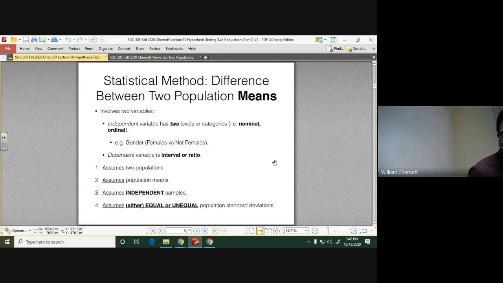Now there's a fourth assumption here, and it's not so much an assumption in the sense that there are two paths that this method can go down, and you have to pick one path or the other. So this is the equal or unequal population standard deviations. This is the idea that in the populations for your two groups, the amount of diversity in one group is either the same as the diversity in the other group, or that they're different. So you can think of it also in terms of maybe consistency.